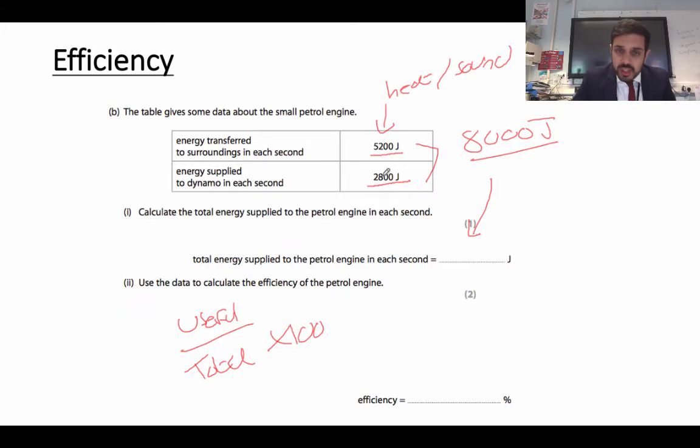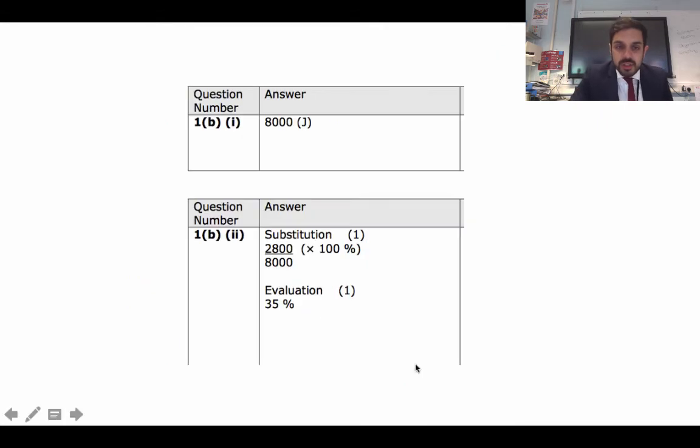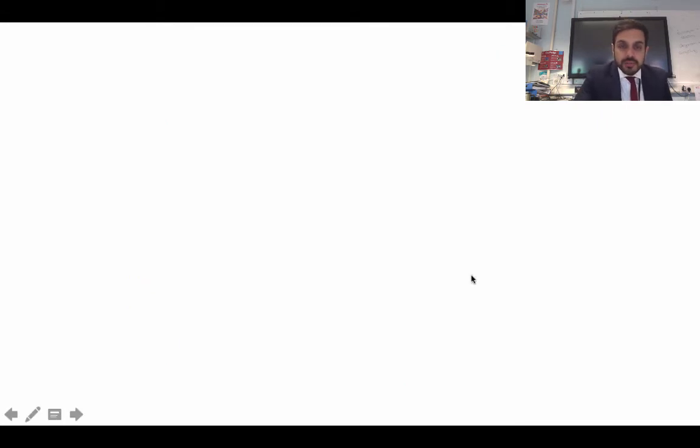So what's my useful energy? The useful is this one, 2,800. What's my total? 8,000. Now the mistake people make is they would do 2,800 divided by 5,200. That's not the total. And then times by 100. Let's give it a go. So we've got 2,800, which is my useful energy, divided by the total, which is 8,000. And then I times that by 100, 35% efficient. So this machine is 35% efficient. Yeah, answers there as well, 35% efficient.